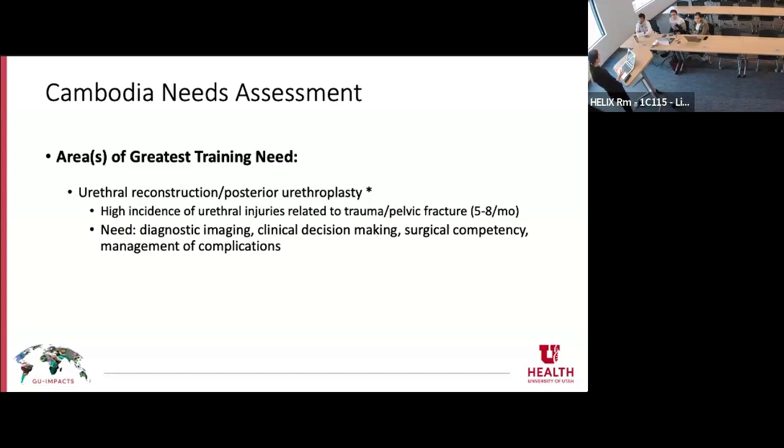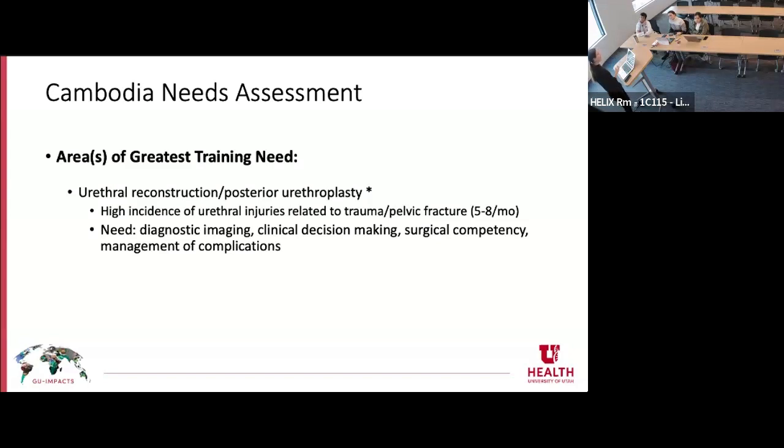Unfortunately, there's only one person in the entire country who has any training in how to repair these injuries, and his training was 3 months of an observership in India. So he's really looking for help in treating these roughly 80 to 100 patients per year that have no option for surgery at this time.